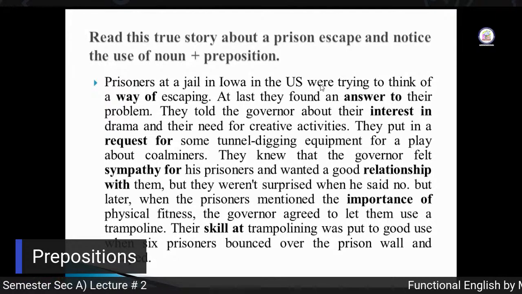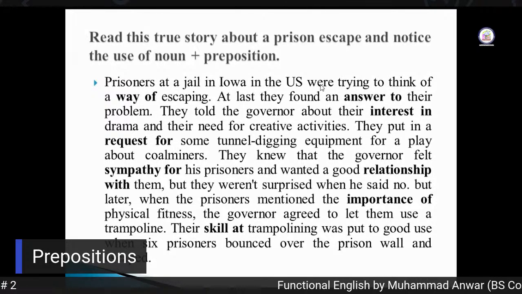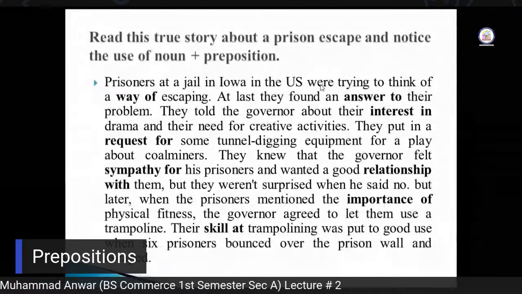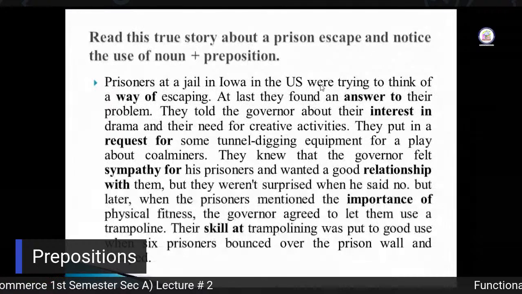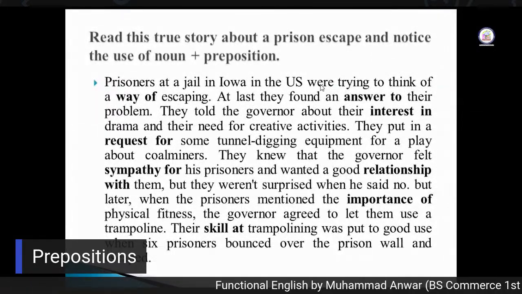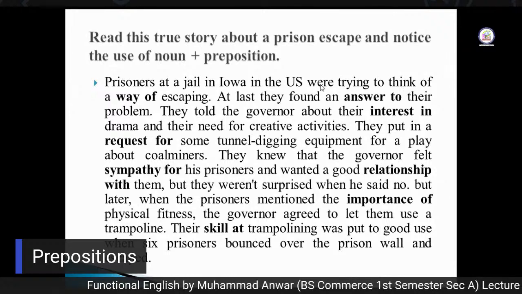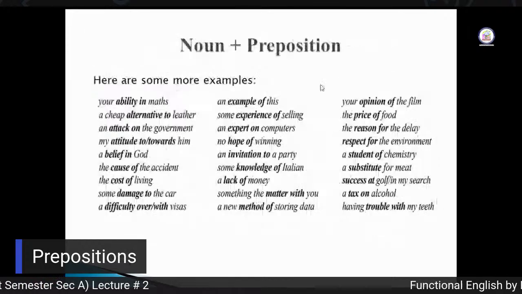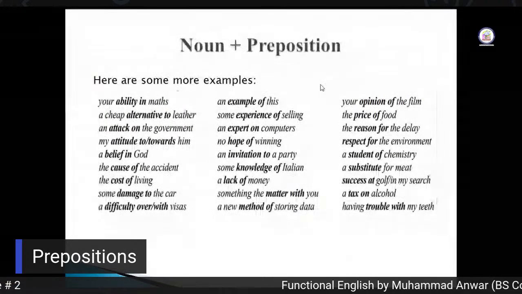There are many occasions, many times it happens that we can predict that this preposition can be used with this noun or verb, but not all the time. ऐसा नहीं है कि हर बार आप बता दें कि यार यही preposition लगेगा. वो preposition fix होते हैं, and we have to remember them. We have to memorize them. Some examples of noun plus preposition.